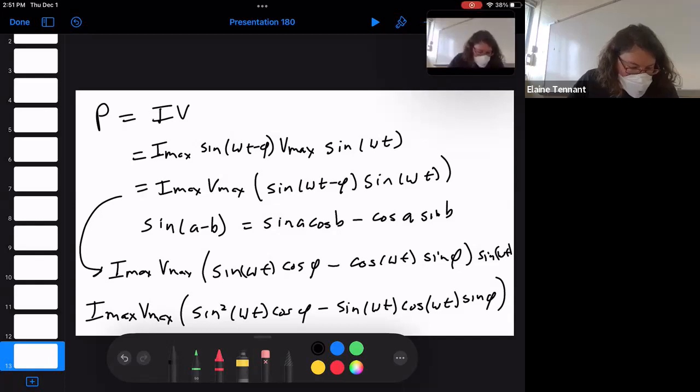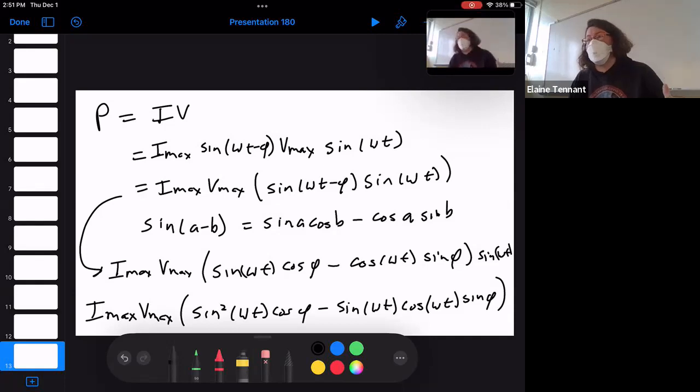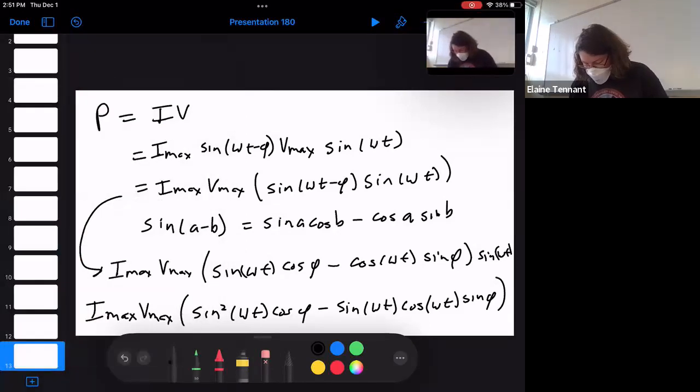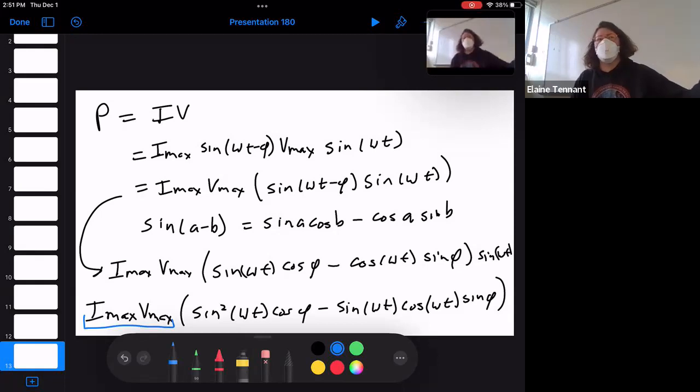At this point, we're going to take our average. Just like a resistor, we really don't care about an instantaneous value. We care about an average value. So let's take an average of this and talk about what's going to happen. These Imax and Vmax, is that going to matter if I take an average? Will that change at all? No, those are just constants, so those are going to pull through.